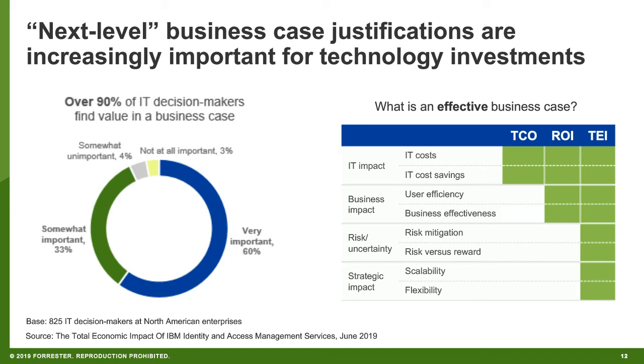Now, the TEI takes into account not only the cost savings and business efficiencies of an investment, but also the risks involved, as well as the future impact of the investment, something that we call flexibility, which is to say, even if you can't quantify a business impact today, in what other ways could the organization potentially benefit in the future as a result of an investment made today?